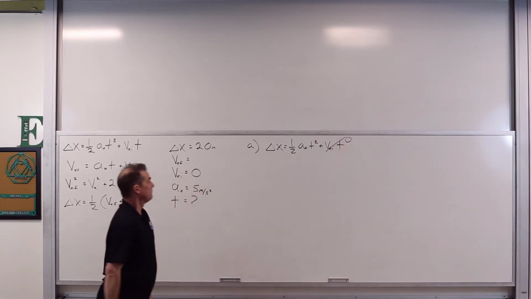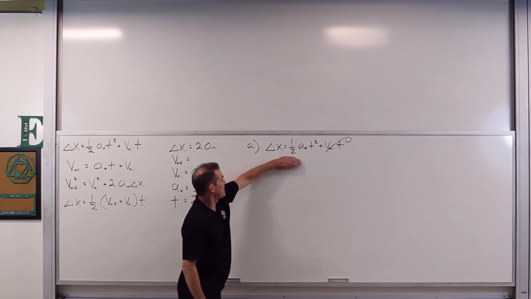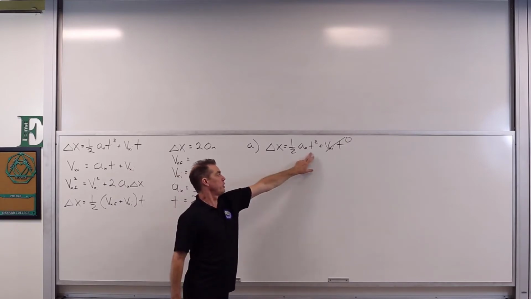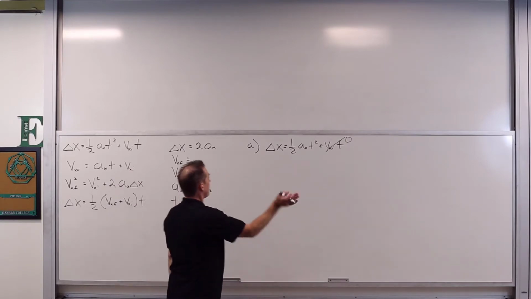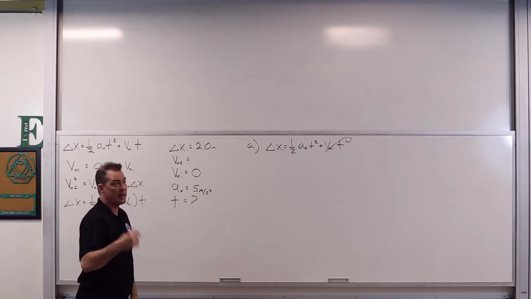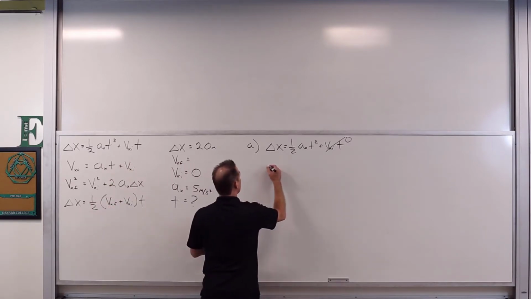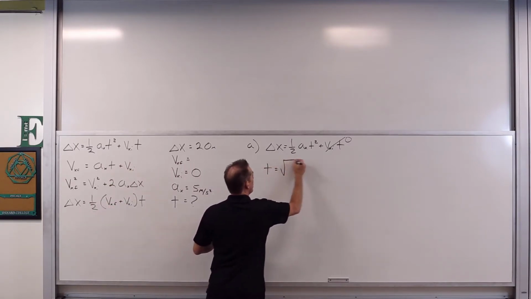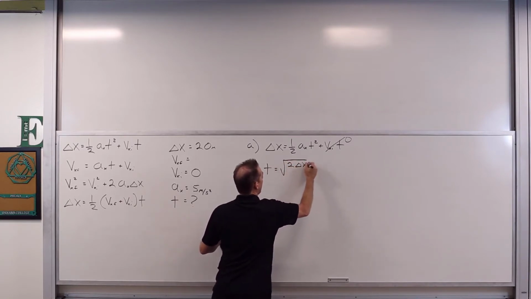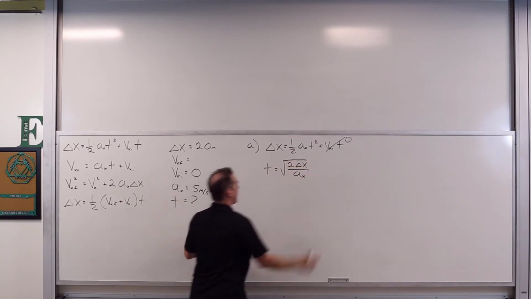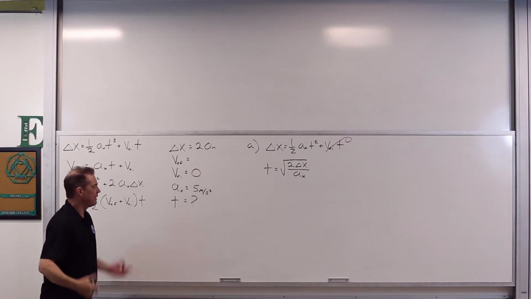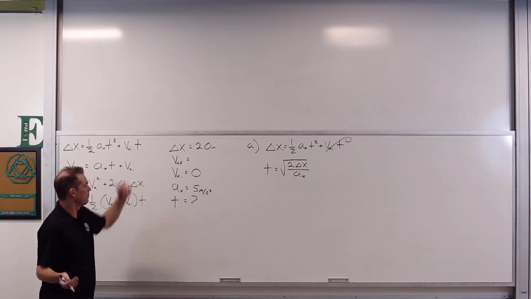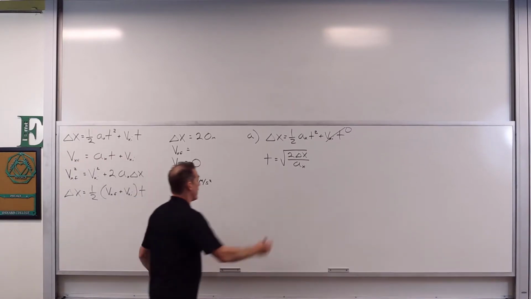We don't even need it. So that just gives us this little thing left, and all we've got to do is isolate this t here. So we can multiply both sides by 2, divide by a sub x, take the square root, and we've got ourselves that t is equal to the square root of 2 delta x divided by a sub x. Then we've got t isolated. Now we can just go ahead and plug in the numbers that we have and solve for it.